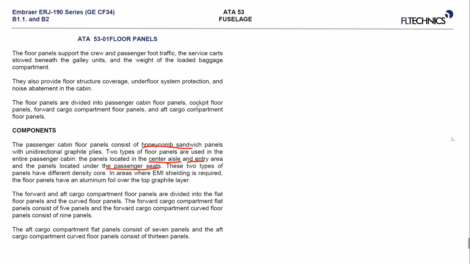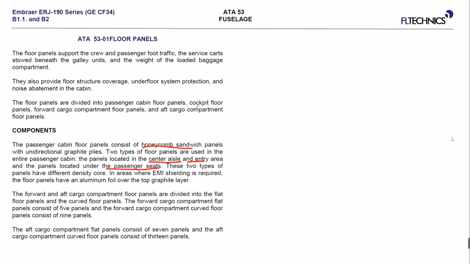We are using the floor panels there just for our legs, where it's not our weight, just our legs hanging. Our weight is actually on the seats. And in addition, we have different types of panels because of the different density core. This is especially above the forward avionics compartment and the middle avionics compartment.